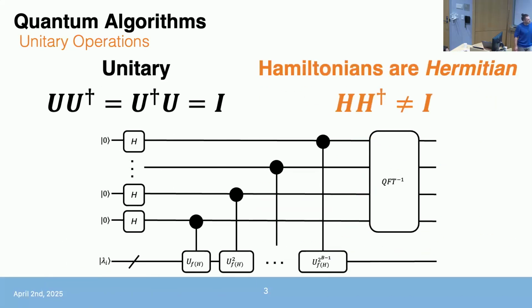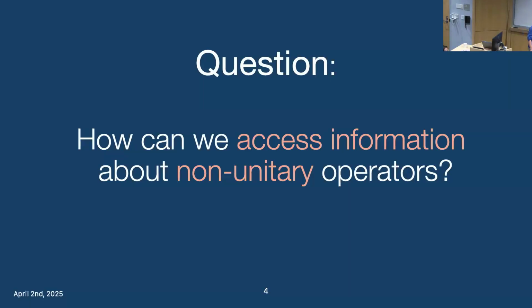But one question that you might have is that in a lot of your basic physics courses, a lot of the operators that we're talking about are not strictly unitary, right? For example, the Hamiltonian, which governs a lot of the dynamics and properties of these quantum systems, is Hermitian, but it's not necessarily unitary. So that sparks a big question, which is how can we access information about these non-unitary operators in a system that is restricted to only have a series of unitary operations, right?